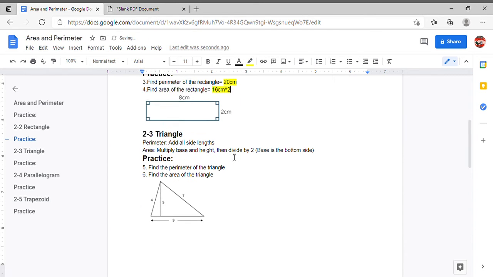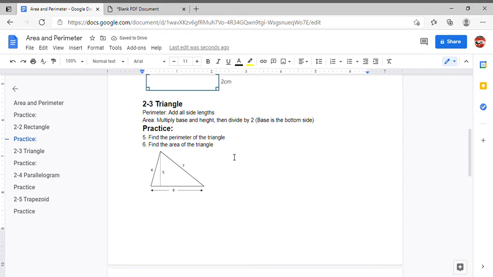Now onto a triangle. For the perimeter, you're just going to add all the side lengths. For the area, we're going to multiply the base and the height, then divide by 2. Base is the bottom side, and height, as you can see in this problem you're going to do later if you want to, this 5 would be the height and the 9 would be the base.